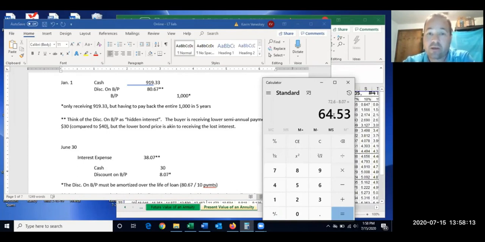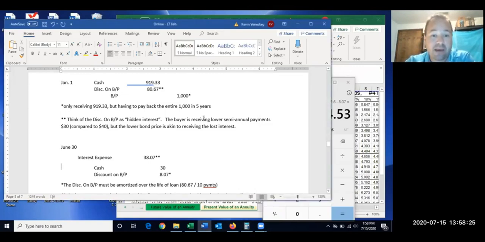And that's what I want. I don't want to have any discount left on my bond. I just want to pay off the bond in full, that full $1,000. Even though I only got $919, I still have to pay back $1,000. But I've planned for it by putting in an extra $8.07 as an expense every year.